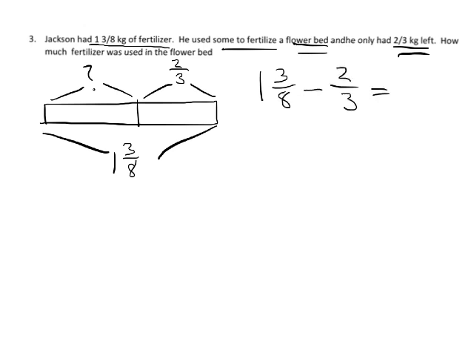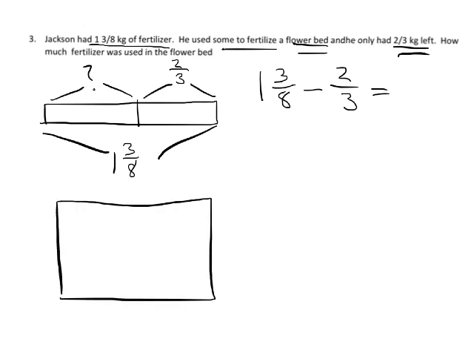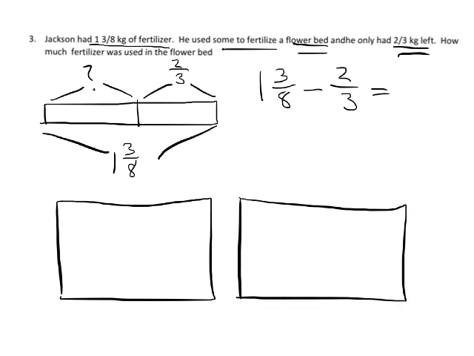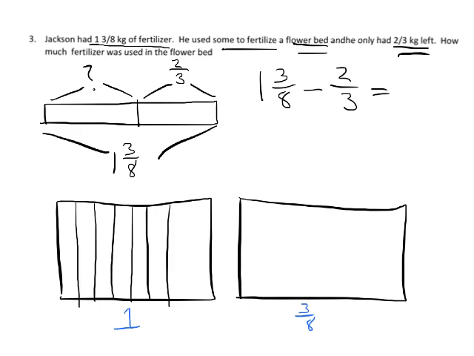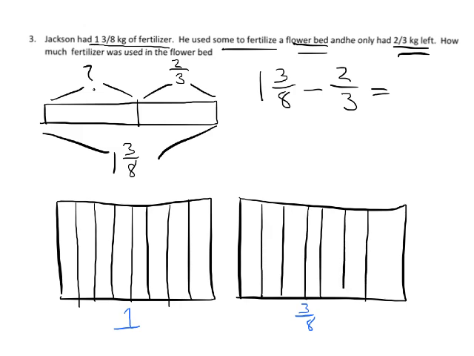So now it's time for us to draw our model. So here's my 1 and 2. So there's my two area rectangles. This one's going to represent the 1. This one's going to represent the 3/8. So we're going to cut those into eighths. First I'm going to cut them into quarters. Then I'm going to cut it into eighths.